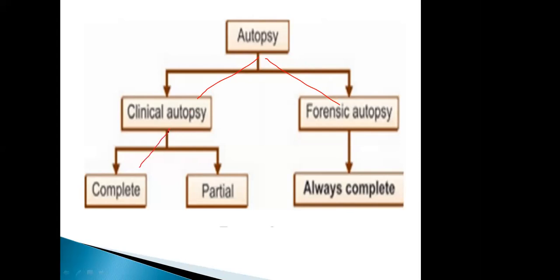It can be complete or partial. If there is some pathology in the liver and we dissect only the liver, then it is a partial autopsy. Or it can be a complete autopsy also. But the forensic autopsy, which is done to identify the cause of death, is always complete. So these are the two basic classifications of autopsy: clinical, which is again divided into complete and partial, and forensic, which is always complete.